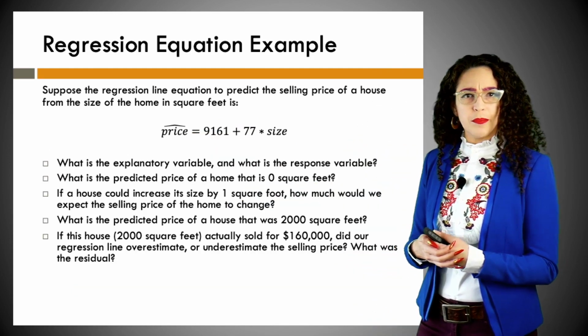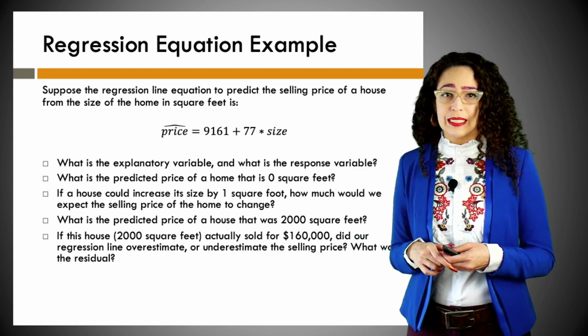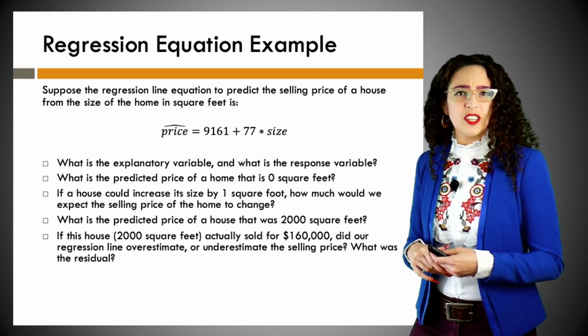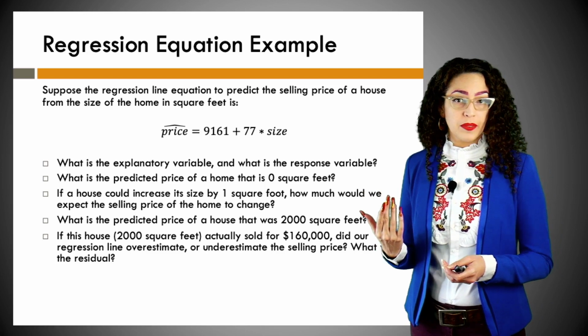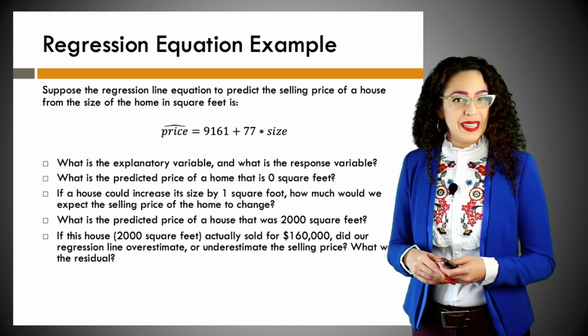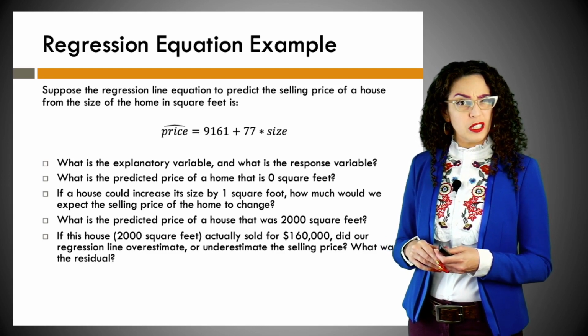So let's look at an example. We're trying to predict house prices. Now this is totally not accurate for Austin because it's ridiculously expensive here, but let's just use it anyway. So first off, what is the explanatory variable and what is the response variable? Be trying to answer all of these. What would be the predicted price of a home that is 0 square feet? Is it a home then, or just a lot?